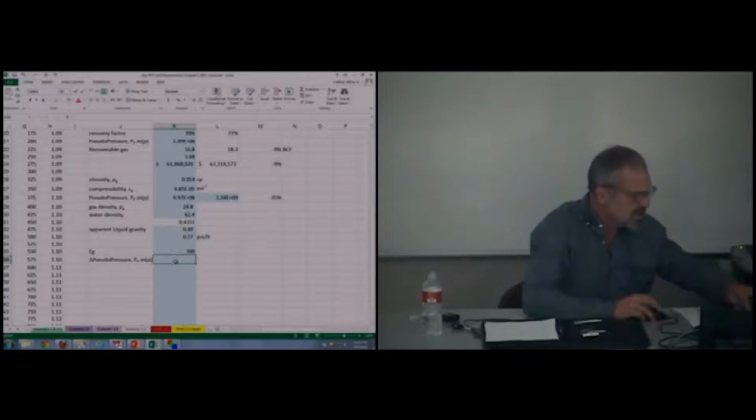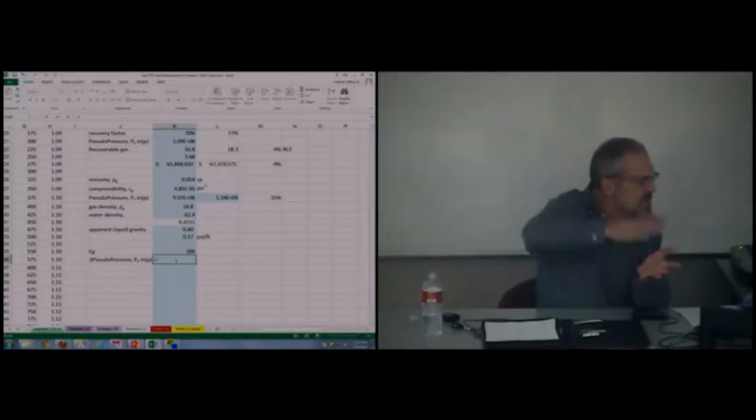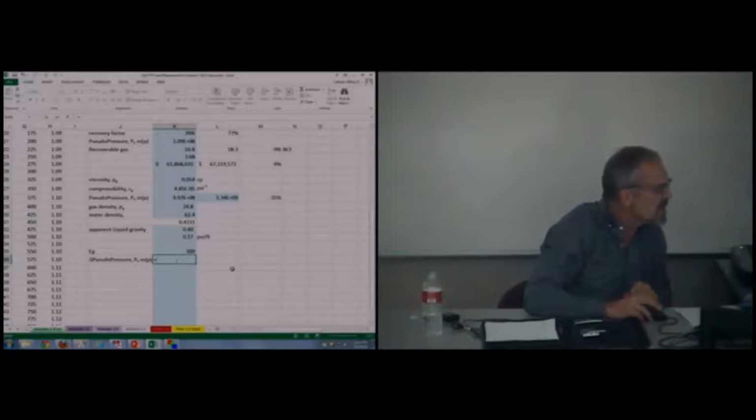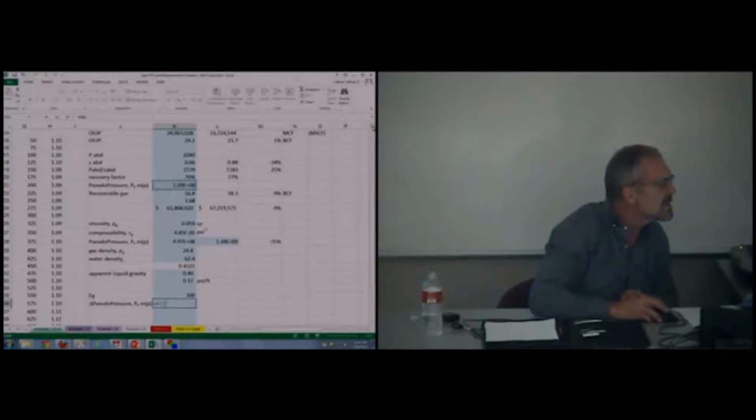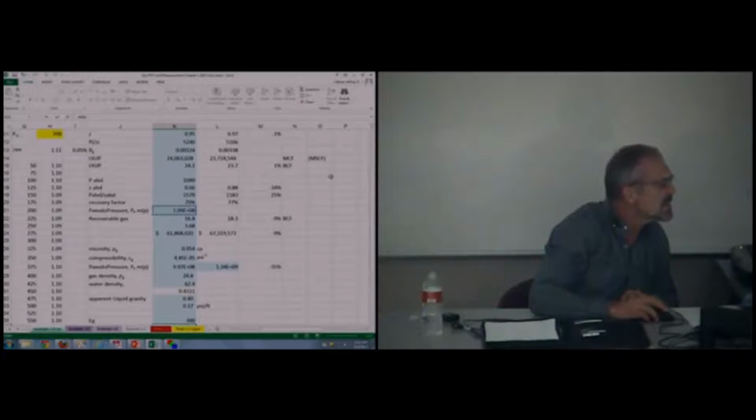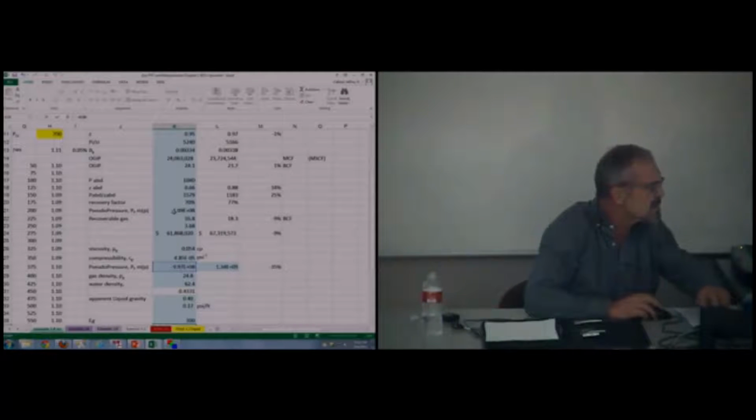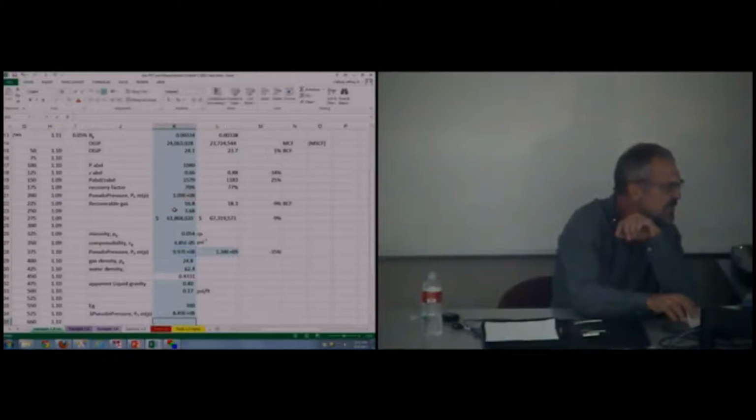Remember, delta pseudopressure is the driving force for our gas to go through our pack. Pseudopressure, I think this is my initial. No, that's not it. Here's my pseudopressure minus the smaller number. Yes, that is my delta pseudopressure.